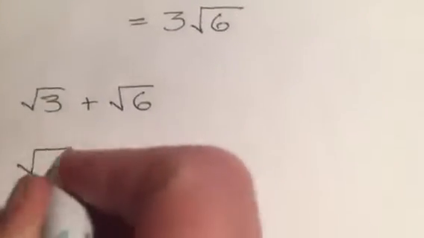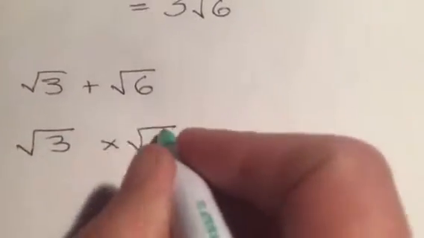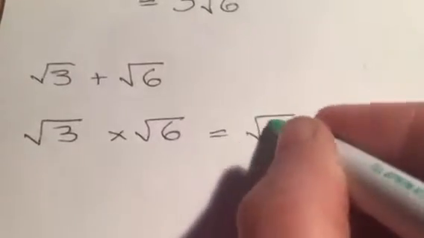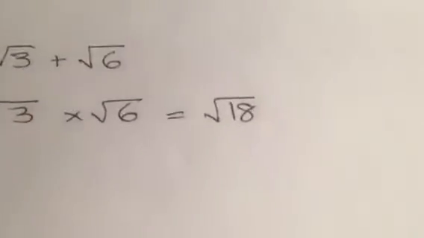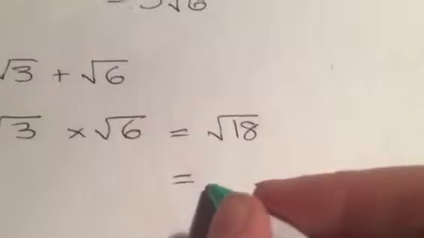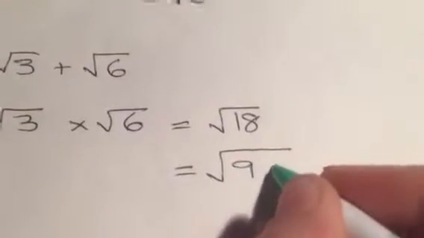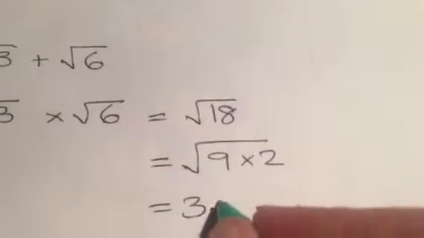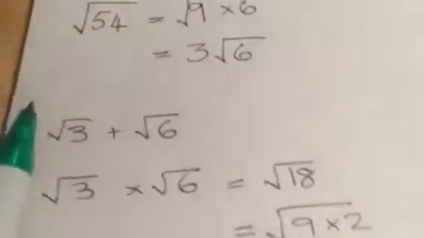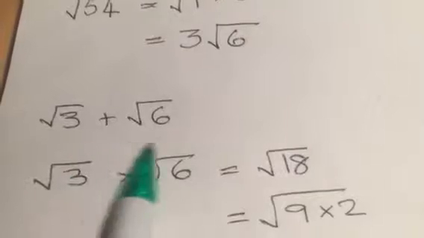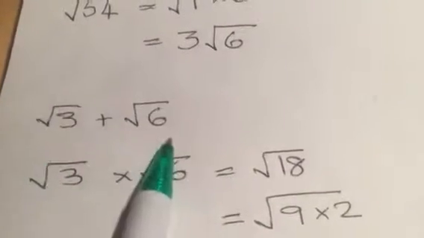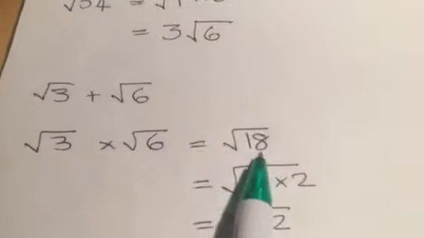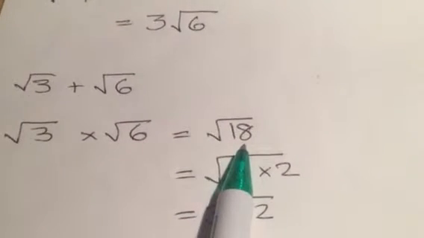However, if I've got the square root of 3 multiplied by the square root of 6, I can tidy that to give me the square root of 3 times 6, which is 18. That will simplify. Again, I'm looking for a square number. 9 goes into 18, so that simplifies to 3 root 2. So where you're adding surds, you can't simplify it, that stays like that. But if you're multiplying surds, you can bring both the things you're multiplying inside the square root.